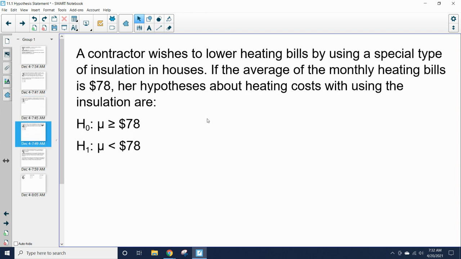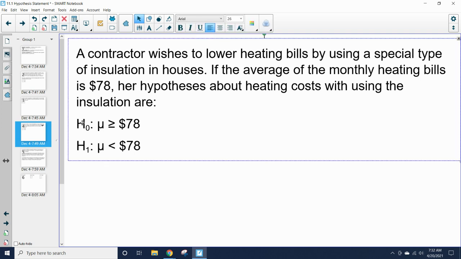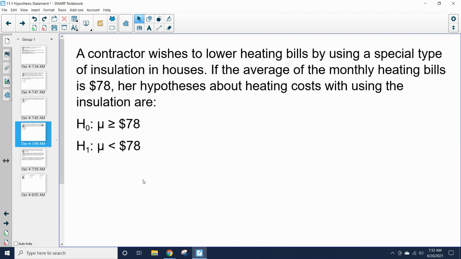A contractor wishes to lower the heating bills by using a special type of insulation in the houses. If the average monthly heating bill is $78, her hypotheses about heating costs with using the insulation are that the null hypothesis is greater than or equal to $78. The alternative hypothesis is less than $78.